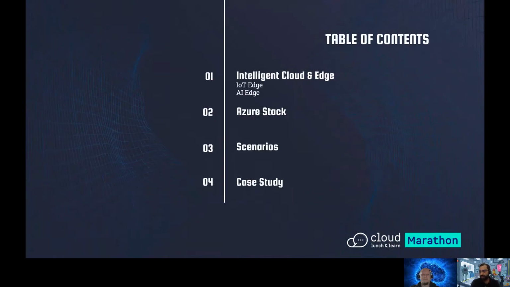So we're going to talk a bit about what intelligent cloud, intelligent edge is, and how IoT Edge and AI Edge come into play. We are going to introduce something called Azure Stack. And then we're going to talk about a couple of scenarios where this is applicable and a couple of case studies.